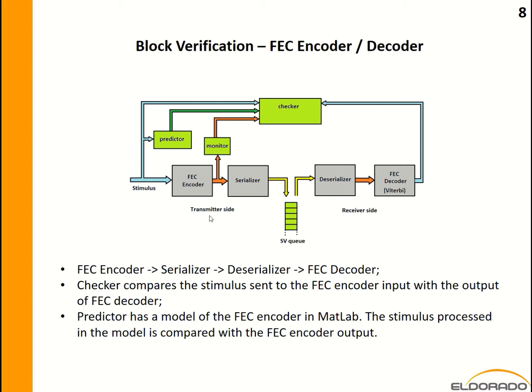The random stimulus is also sent to the predictor that has the FSK modeled in MATLAB. The monitor reads the FSK output and sends it to the checker, which compares data processed from the predictor with data received from the monitor. The checker also compares the stimulus sent in the FSK input with the output of the FSK decoder. Also, a test bench with only the demodulator and its sampling implemented in RTL was instantiated to verify the demodulator performance.